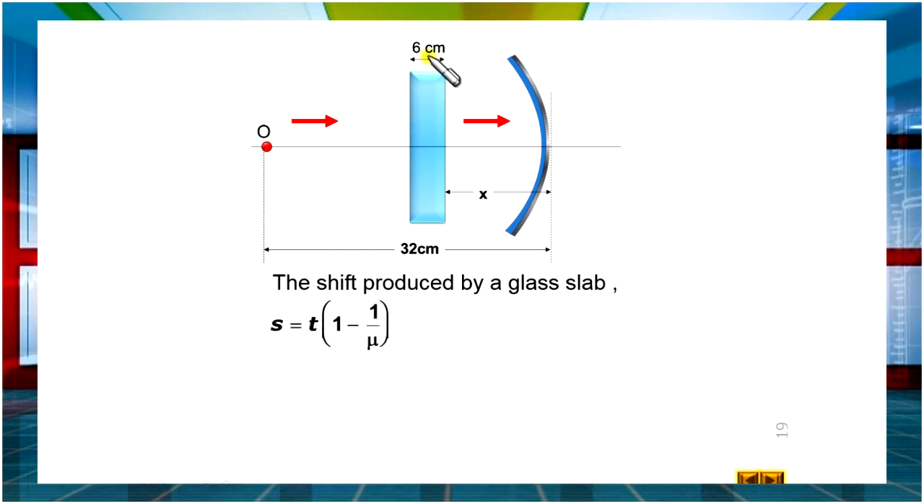Here T equals 6 cm, and mu is the relative refractive index. We know this slab is placed in air, so the relative refractive index is nothing but the refractive index of the material of the slab, that is 3/2 divided by 1, equal to 3/2. So this is equal to 6 multiplied by (1 - 1/(3/2)), so 6 multiplied by (1 - 2/3), which is equal to 2 cm. That means for this mirror, the object which is placed at 32 cm will not be at 32 cm. It should be 32 minus S, that is 32 minus 2, which is 30 cm from it.